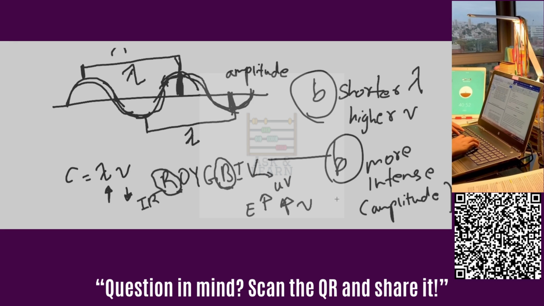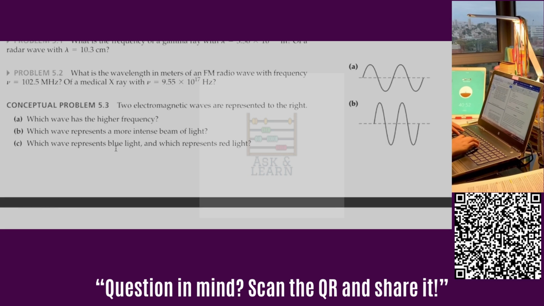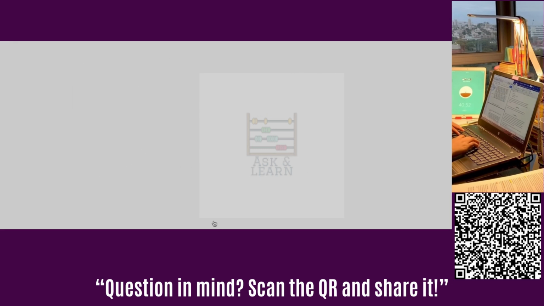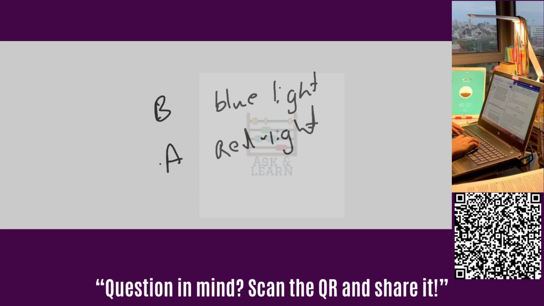So question C asks which one is blue and which one is red. What does that mean? The one that is blue has the higher frequency, and we just said that the B wave has a higher frequency. So therefore, I'm going to make a new page. B is blue light, and A is red light. How do I know? That has to do with frequency. A has a lower frequency and B has a higher frequency. That's why it's the answer.